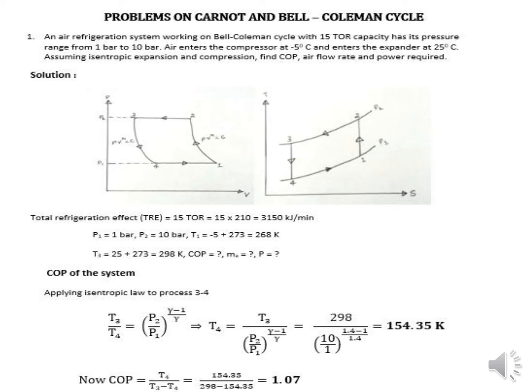Air enters the compressor at -5 degree Celsius and enters the expander at 25 degree Celsius. Assuming isentropic expansion and compression, find the COP, airflow rate and power required, right? So these all things we need to calculate here.